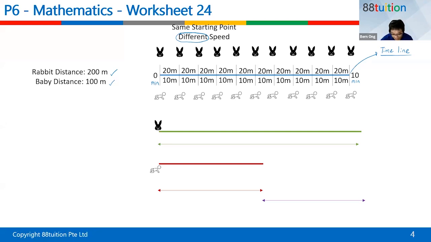So now let's draw by distance. This portion here is drawn mainly based on the distance traveled. This drawing here will be more meaningful than the one above. Let's go. So the rabbit hops 20 meters in 1 minute. The baby crawls 10 meters in 1 minute. This will happen, you see? The rabbit becomes further. The next minute, the rabbit hops further, and the baby is still 10 meters.